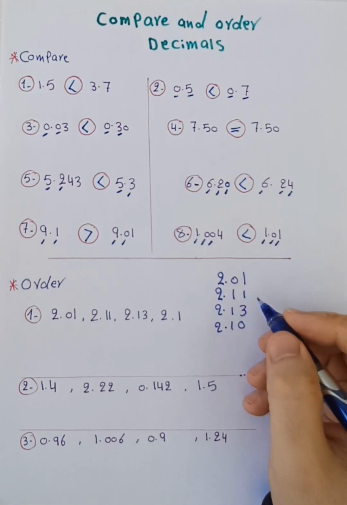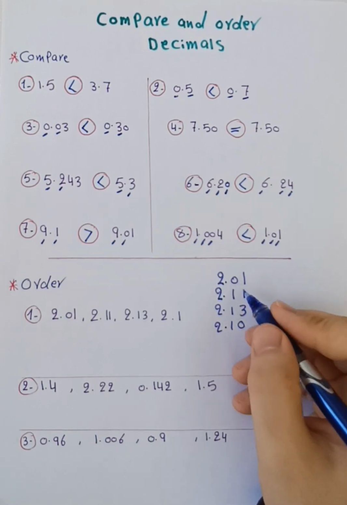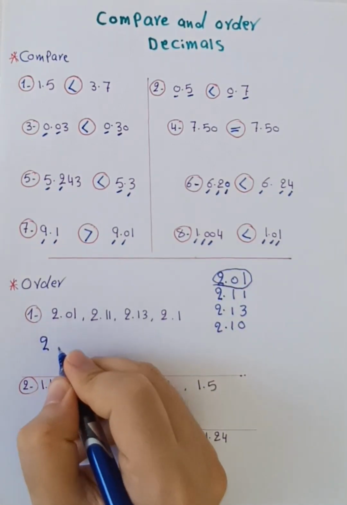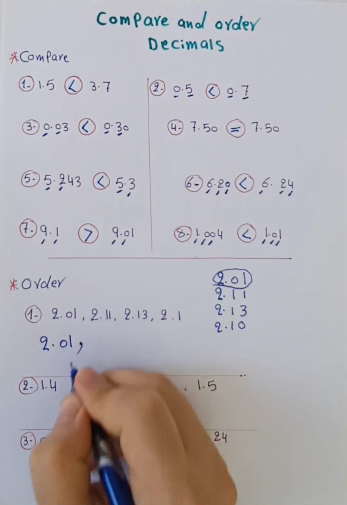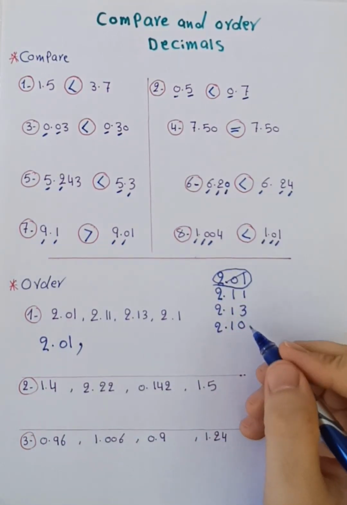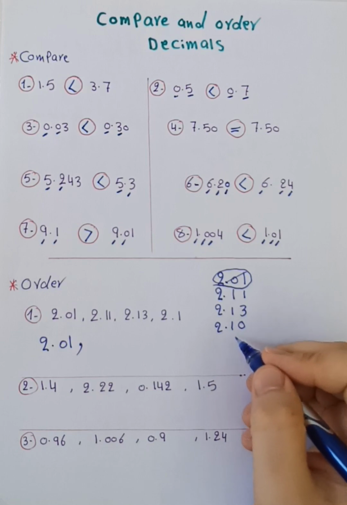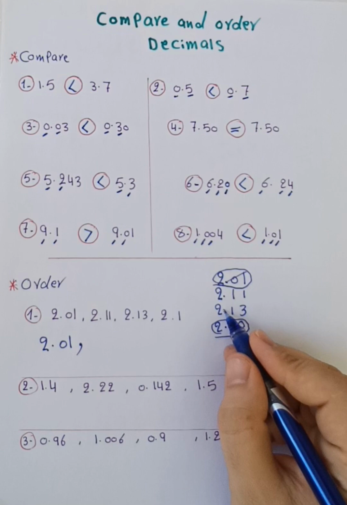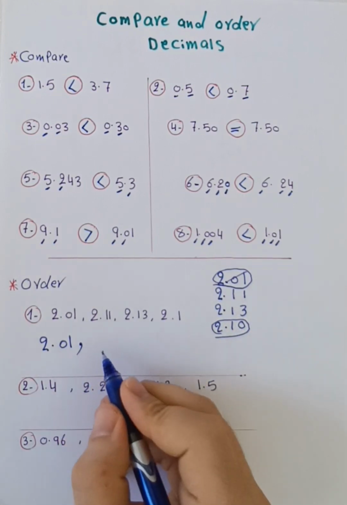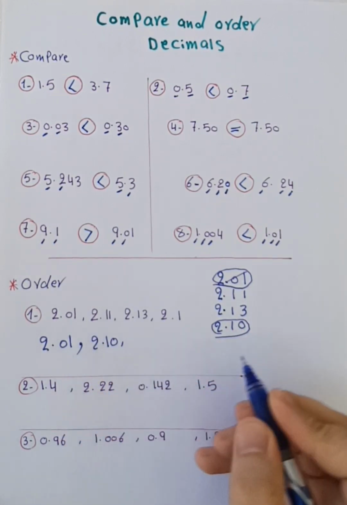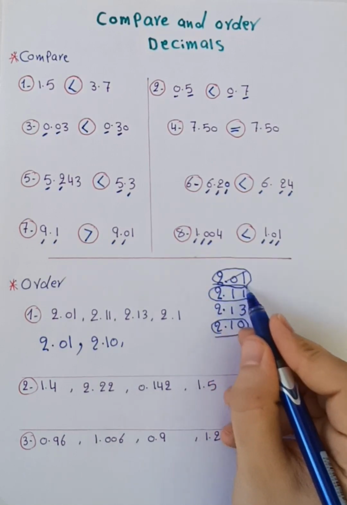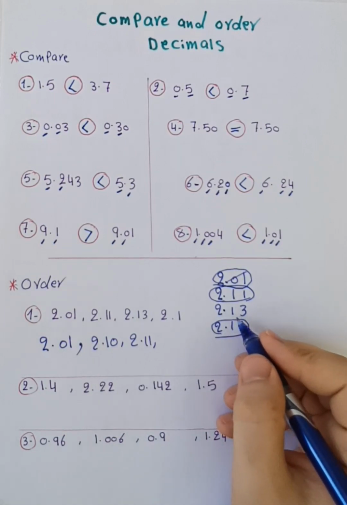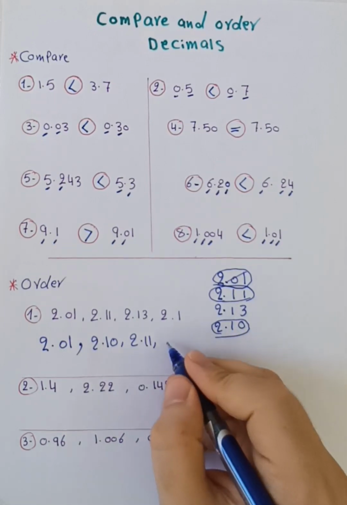When we order from least to greatest, the smallest number is this one, 2.01, and then after this one we have this decimal number, because after this point we have 10, 2.10, and then the third smallest number is 2.11, and the greatest decimal number is 2.13.